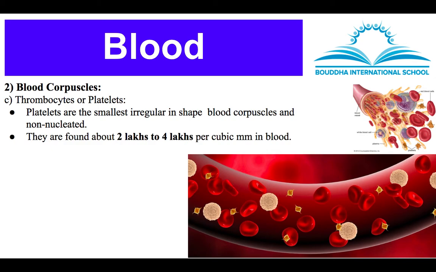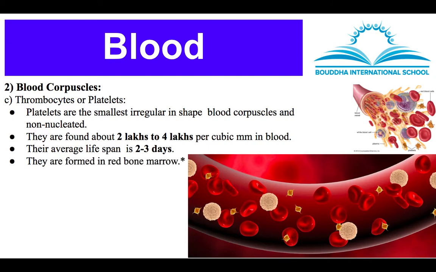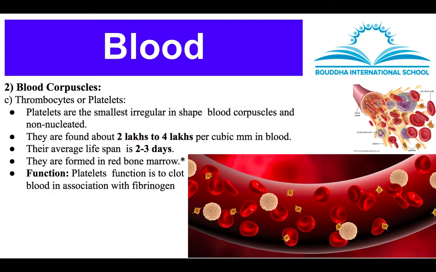All right, and it is also formed in red bone marrow, same as before, and the lifespan is 2 to 3 days, meaning it has the shortest life cycle. And the function, as we already said, is that it works in coordination with fibrinogen and helps in clotting the blood. Okay, this is about blood corpuscles.